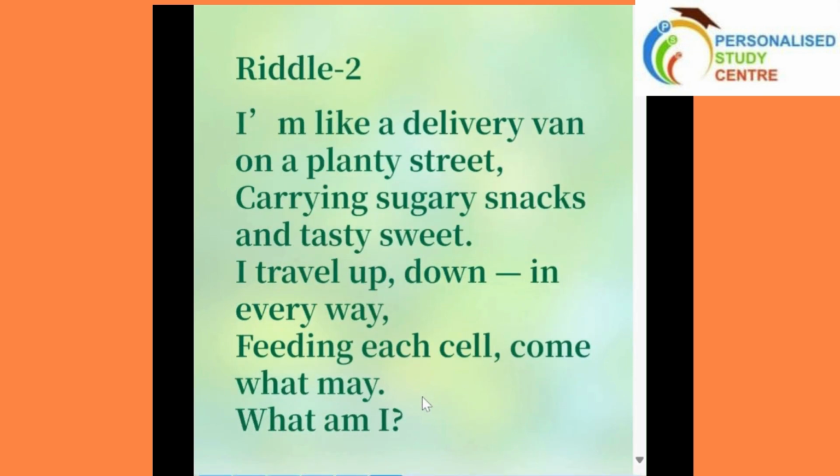And the second riddle: I am like a delivery van on a planty street, carrying sugary snacks and tasty sweet. I travel up, down in every way, feeding each cell, come what may. What am I? So this is basically talking about phloem. Here is a transportation of food. As we can see, they have written sugary snacks, tasty sweet. It means glucose, formation of glucose in the kitchen, that is leaves, by the process called photosynthesis.